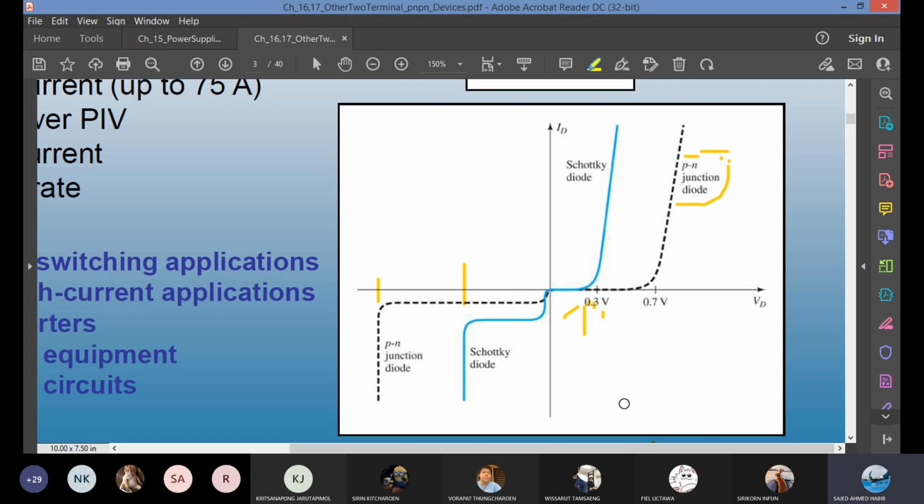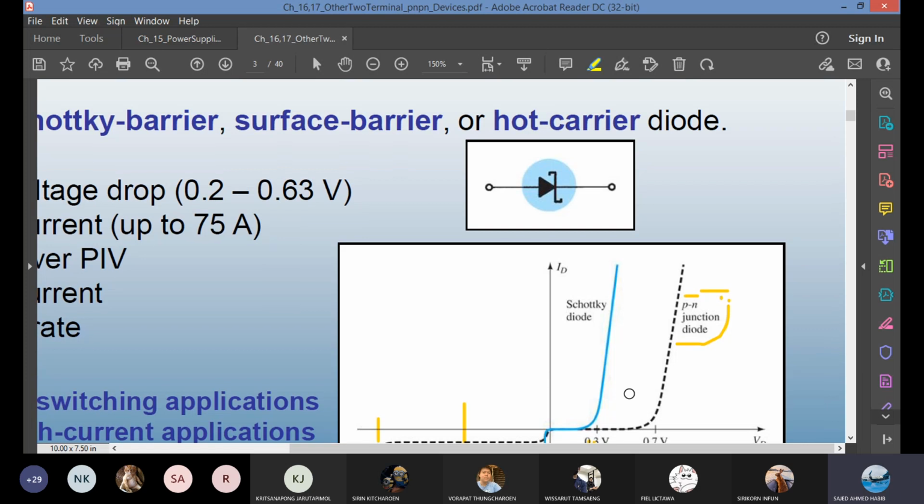Now I remember who's the person behind this Schottky diode. His name is Dr. Walter Hermann Schottky, a German research physicist.